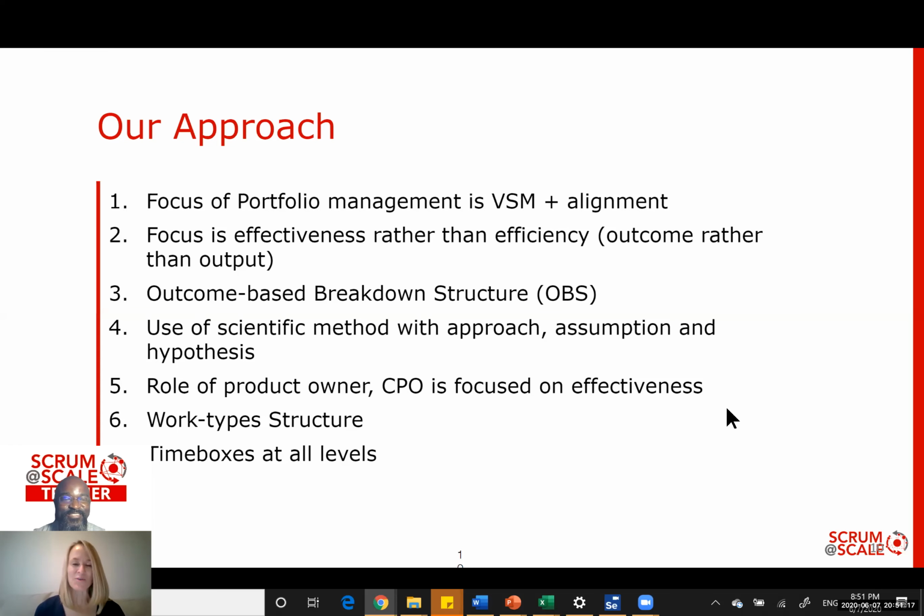We're back talking to you again about portfolio management. And in this video, we want to talk about the fourth principle in our approach to portfolio management, where we use a scientific method. We use a scientific method to look at approach, assumptions, and hypotheses when looking at getting the outcomes that we need to get.